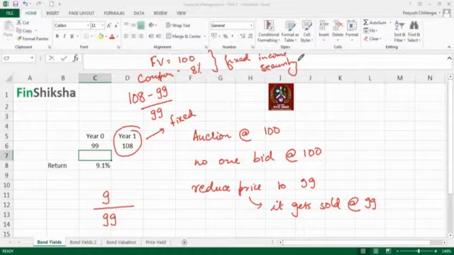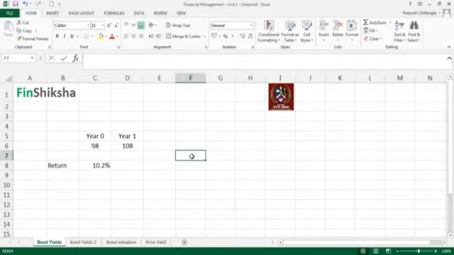Because your end inflow is fixed. If you pay less, if you pay 99, then you're going to make a bigger return because you're going to make 108 on 99 now. If you paid 98, the return would be even higher, right? So if you paid 98, the return would be 10.2%. So the less you pay for the bond, the bigger the return keeps becoming.